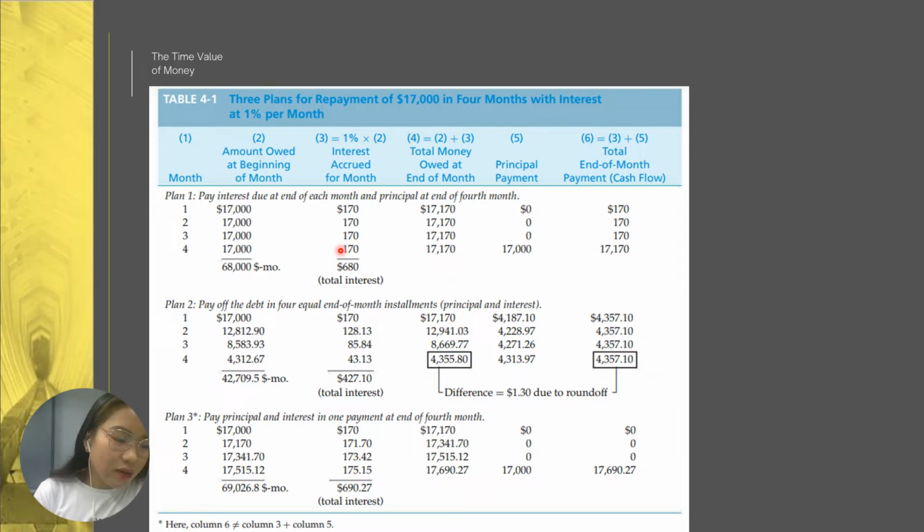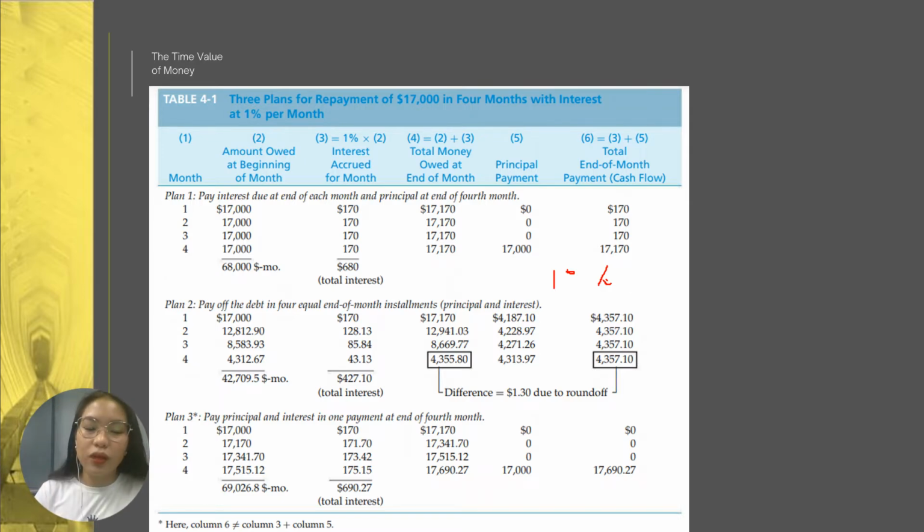What happens is we divide the $680 by 68,000 dollar-months. So times 100, you get 1%. Therefore, the interest rate is 1%. Now let's go to plan 2.